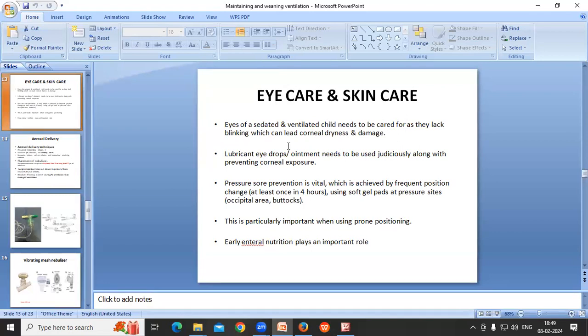Don't forget that. So use lubricant eye drops, close the eyes, properly examine the eyes in every shift, and look at position change. If you're able to shift the child, either second hourly or fourth hourly, it's vital. Depending on the scoring, there are a lot of scorings available, like the Braden scale and the Glamorgan scale.